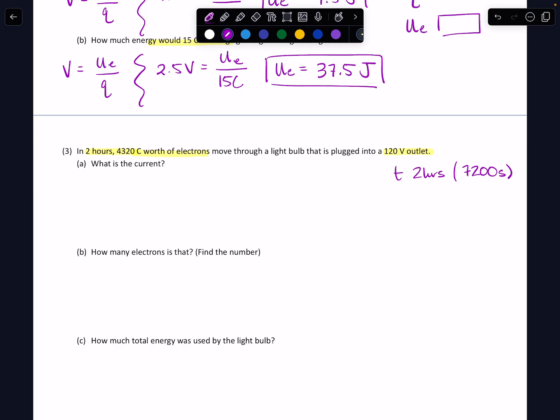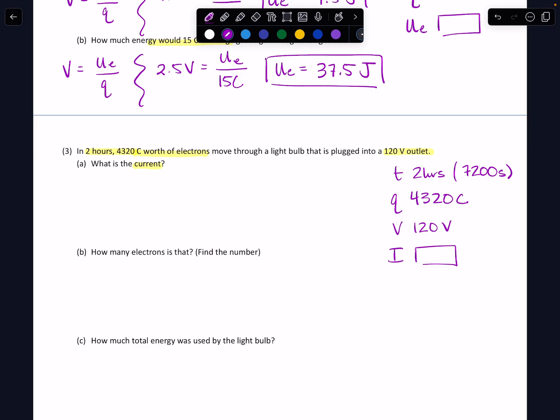All right. We also have 4320C. That C, that unit tells me that that is charge. It's coulombs. So 4,320 coulombs of charge. And we have a voltage of 120 volts. That's the potential difference that's coming from your plug. Okay. The first question wants us to find the current. All right. So we're looking for I for part A.